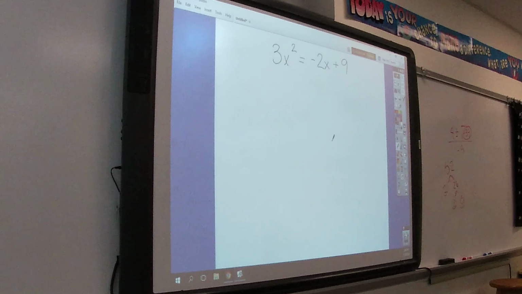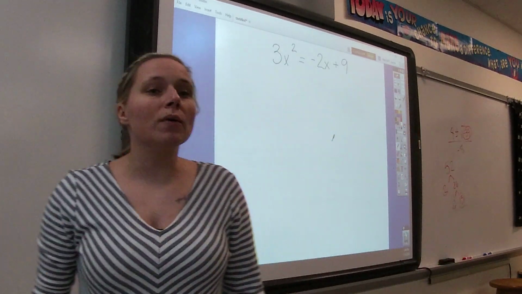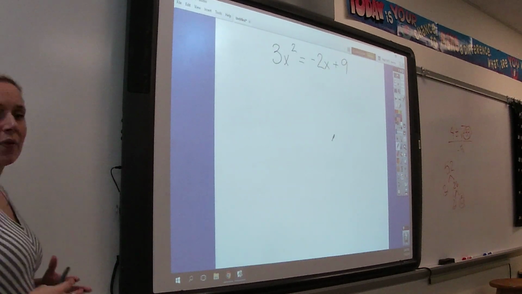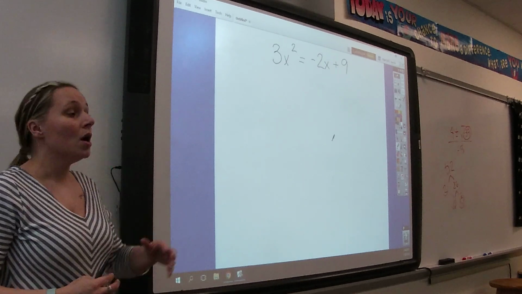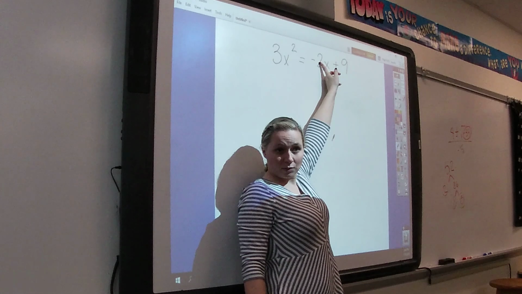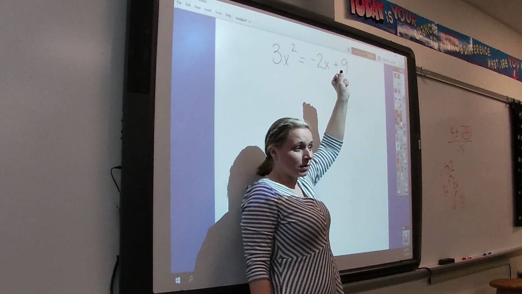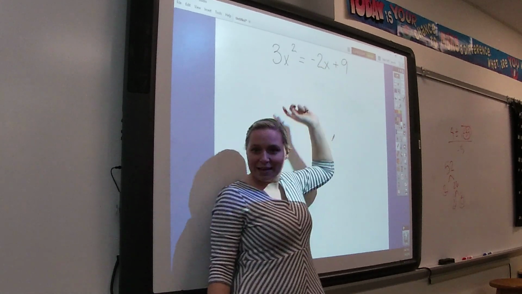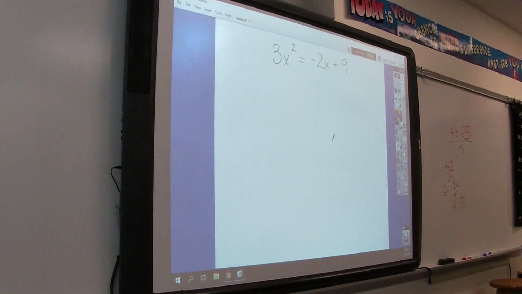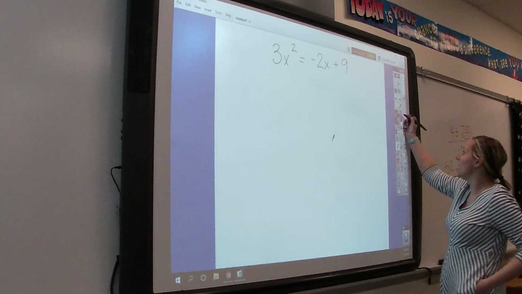Is this in the correct format for the quadratic formula? No. Right? It's not in the correct format because we don't have it set equal to 0. What could we do to set this equal to 0? Okay, option A is that we could subtract the 3x squared over here. What would be option B? Subtract the 9. Add 2x and subtract the 9. When we were solving by factoring, we wanted to keep the A positive, but when we're completing or doing the quadratic formula, it doesn't really matter. So you can go either way as long as it equals 0.